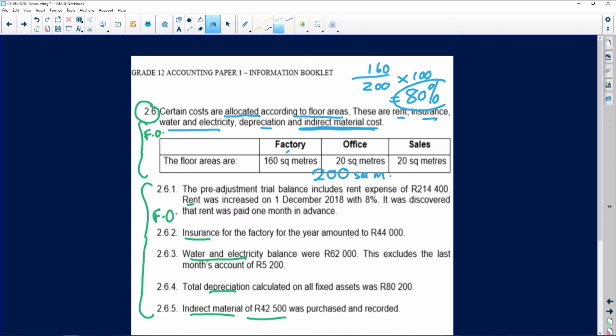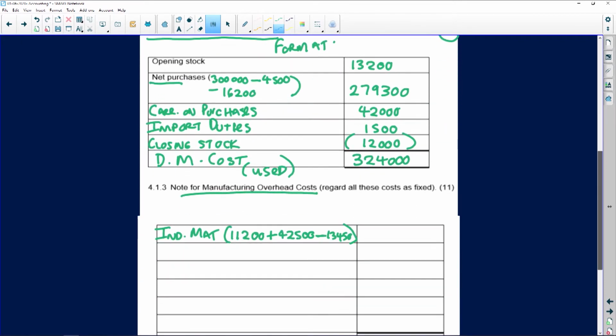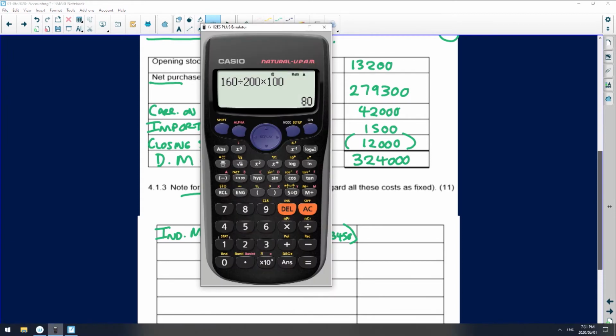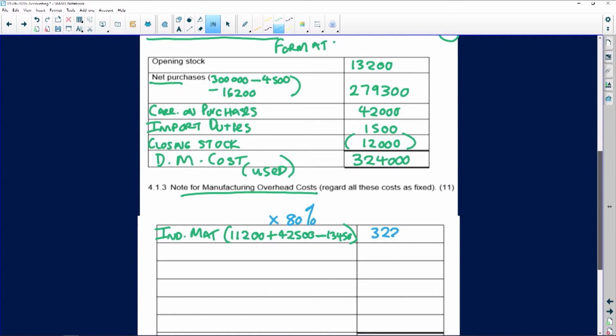So remember, only 80% of indirect materials was used in the factory. So this entire amount times 80%. Let's get our calculator out. We've got 11,200 plus 42,500, minus closing stock, 13,450. But only 80% is used in the factory, so times 80%, and the amount used in the factory is 32,200. Right, indirect material done.